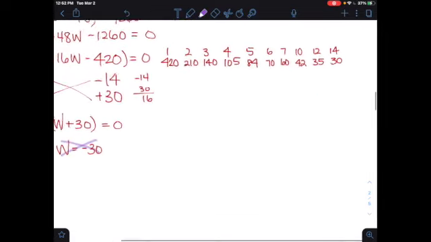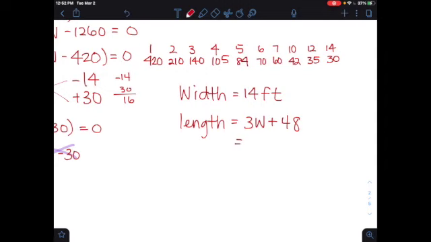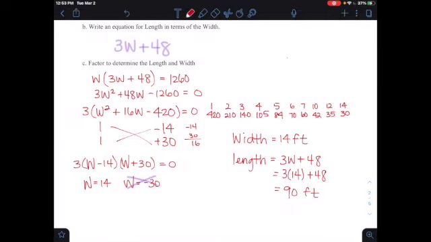Let's answer the question. So the width, in this case, of the pool is equal to 14 feet. And then the length of it is going to be 3W plus 48. And if you plug in the number, that's going to be 3 times 14 plus 48, and that's going to be 90. And therefore, the width is 14 feet, the length is 90 feet. And that concludes today's notes. Thank you so much for watching.